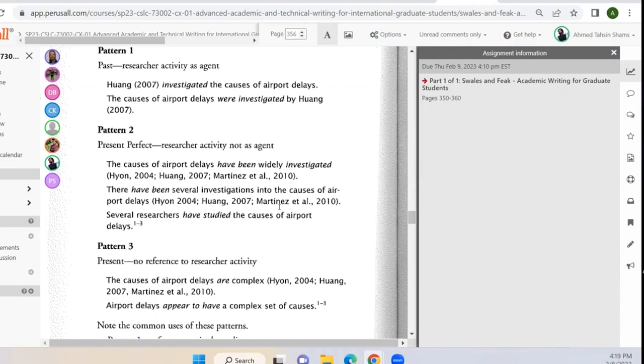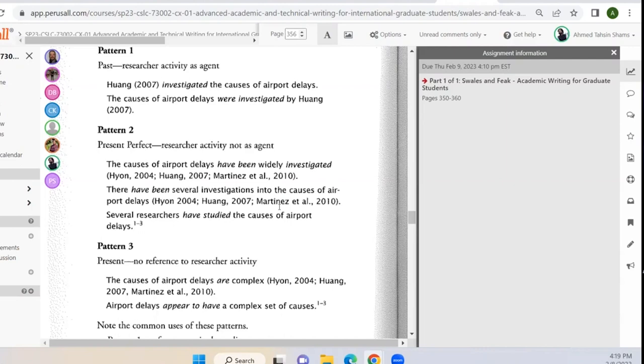Yes, we see present perfect when the focus is on the activity. For example, pattern two. When we see the causes of airport delays have been widely investigated, the focus is now not on a person, but on the activity. We are all on the same page? Any questions or queries?